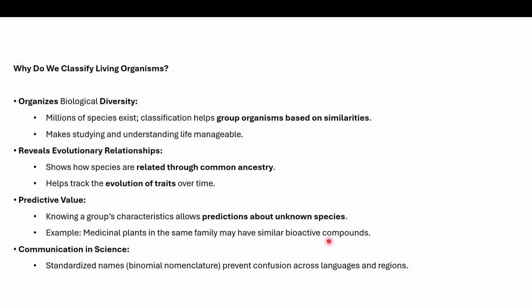Analysis of the plant's secretions and such can actually help us group them into which taxa or species the newly discovered herb belongs to or may belong to. Okay. And definitely for classifying organisms into different categories, we need to have standardized names, binomial nomenclature. We will look at it in a little more detail, which can help prevent confusion across languages and regions.